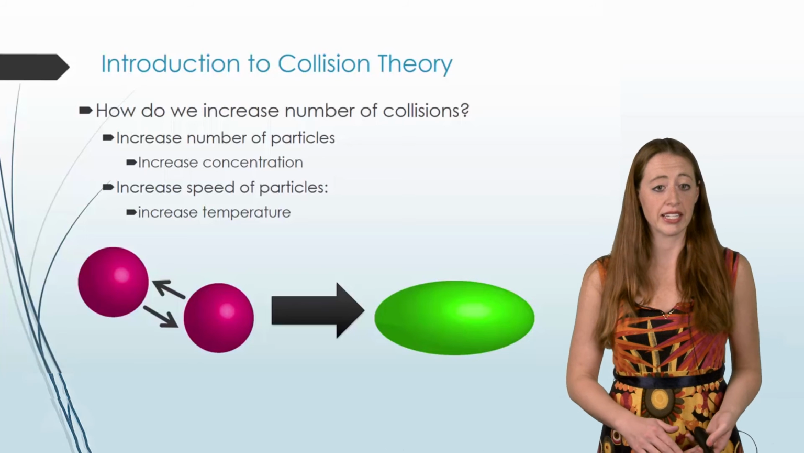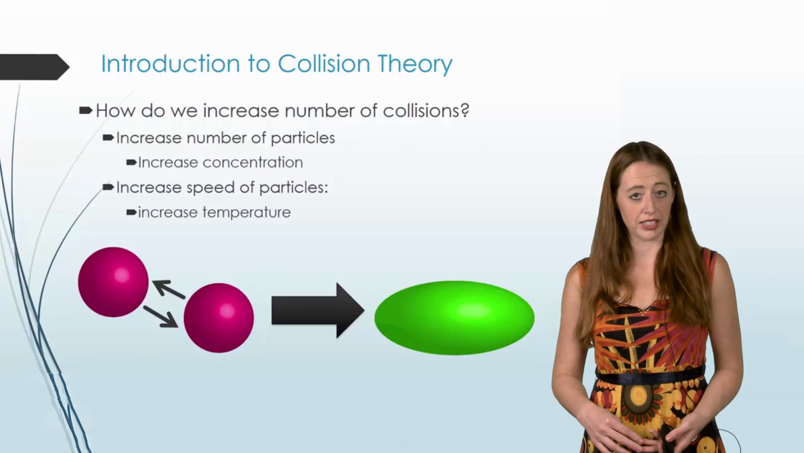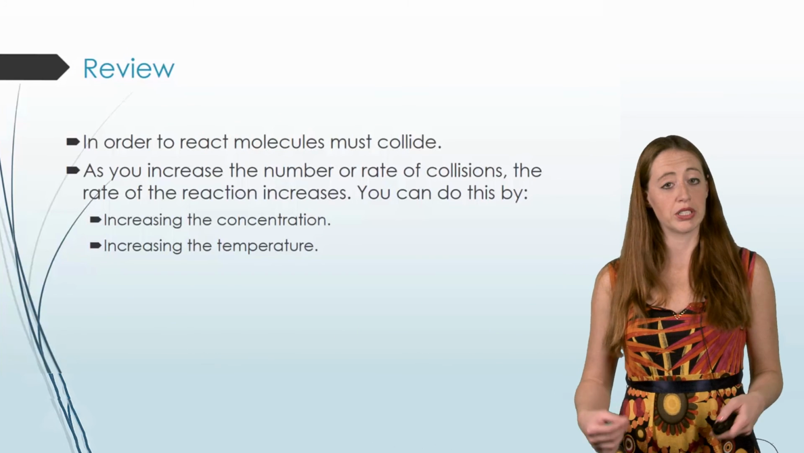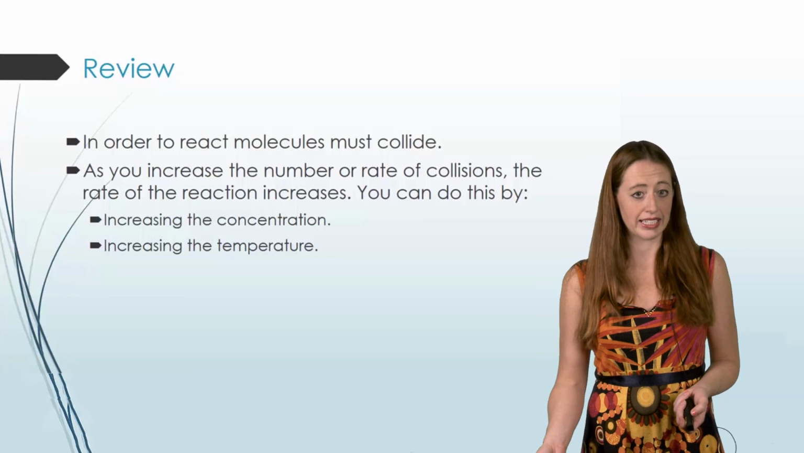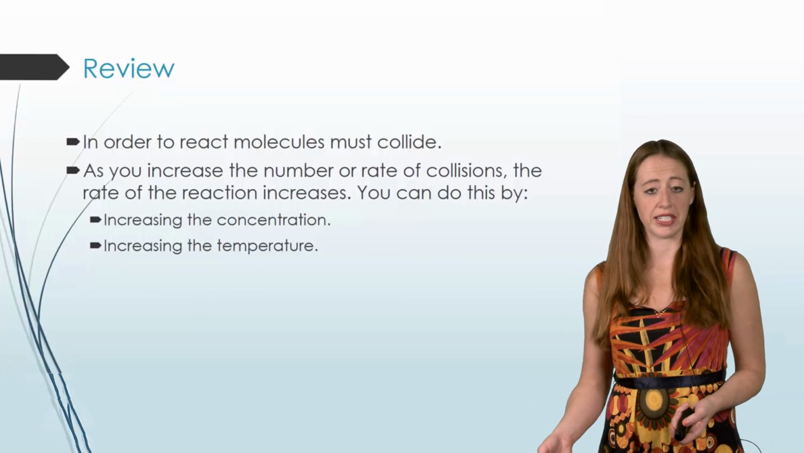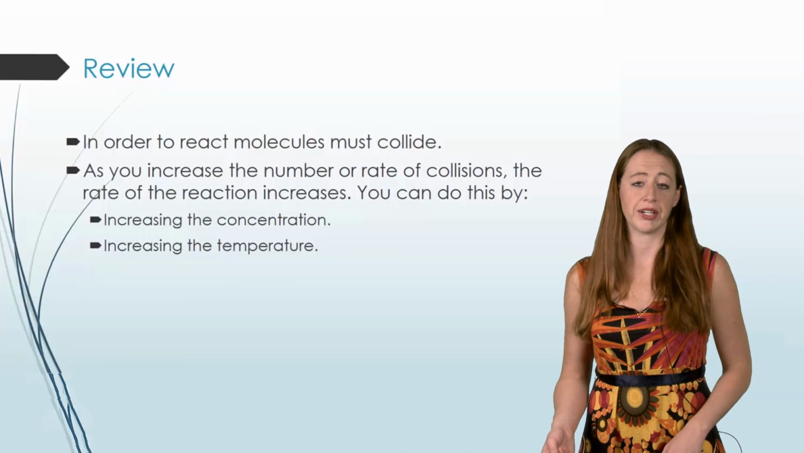So either by increasing concentration or increasing temperature, we can increase the number of collisions. So as a quick review, in order to react, you must have molecules colliding. As you increase the rate of the collisions, the rate of the reaction is going to increase as well. And we can do this by either increasing the concentration or by increasing the temperature.